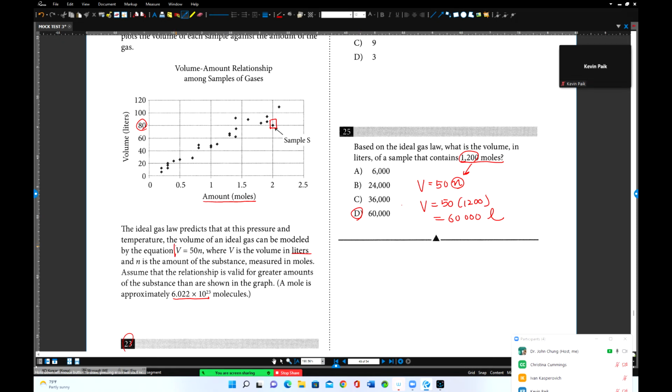Just use this one. We don't need this one, okay? It's already got the number of moles there, okay? 50 times n equals the amount of substance measured in moles, okay? All right. That is number 25.